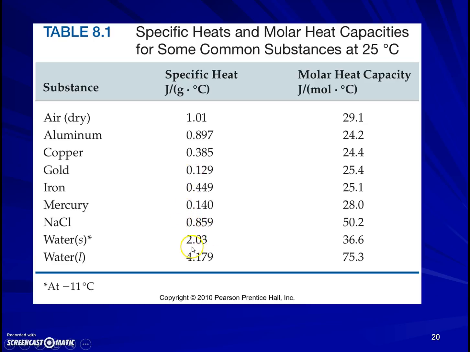Whereas water as a solid, ice, has a specific heat that's twice as large as air and about 15 times as large as gold. And liquid water is twice as hard to heat as that per gram. Now look at the per moles. The molar heat capacities for all the metals are about the same. They run between 24 and 28, whereas salt and water are still higher. So the per mole heat capacity is fairly constant across most metals.